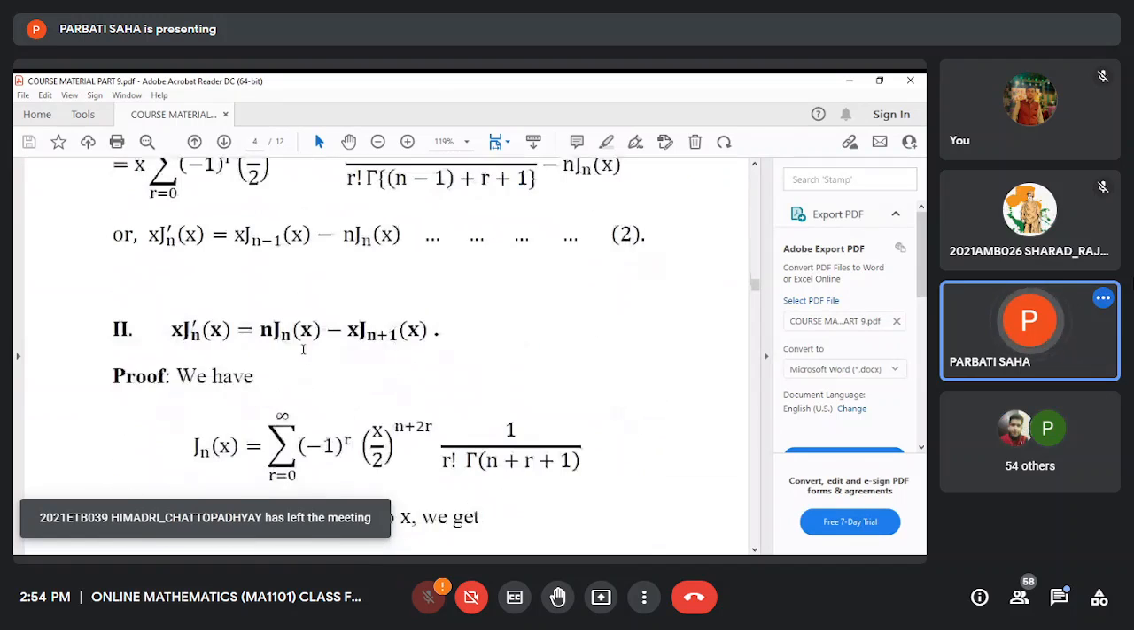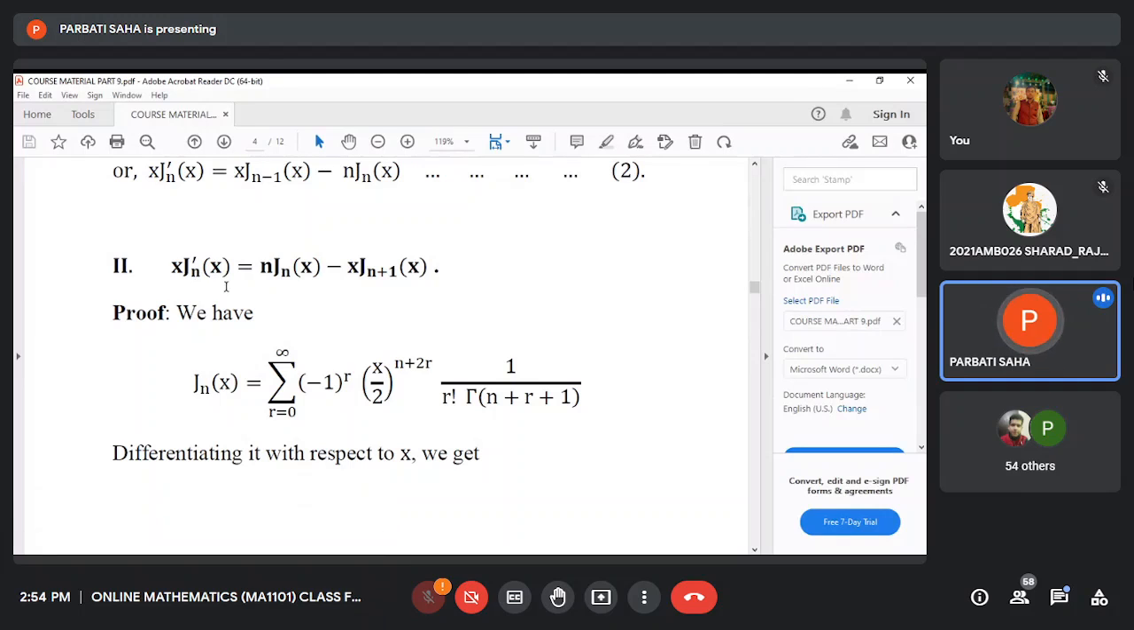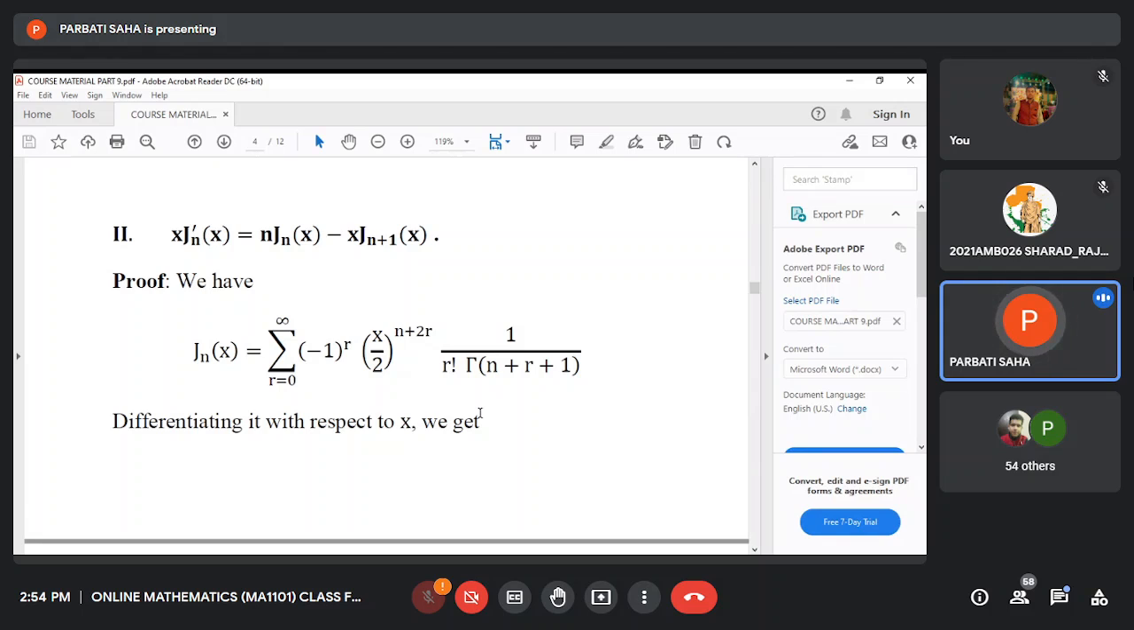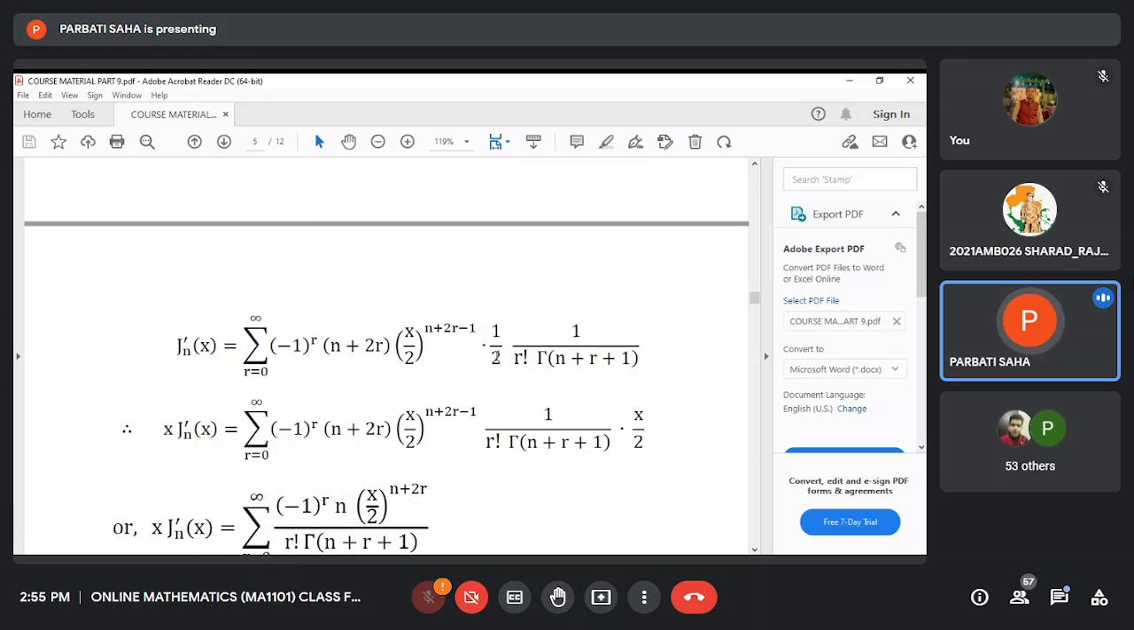So we have proved this first relation. Second relation, we have to prove that x J_n'(x) equals n J_n(x) minus x J_{n+1}(x). You see J_n(x) is given by this. Already we have observed this. Again, you have to calculate J_n'(x). So differentiate with respect to x like this, and so you will obtain this.